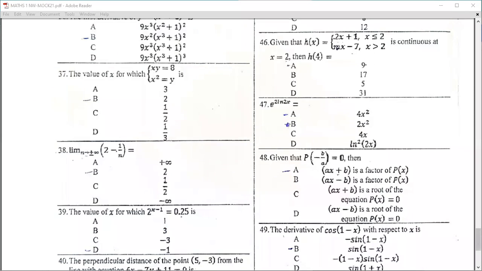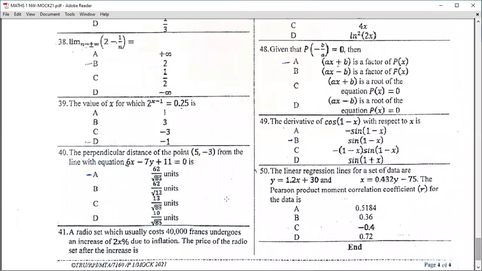Question 40. The perpendicular distance of the point from the line with equation that is. So how do we get the perpendicular distance of a point from a line? That distance d is equal to the absolute value of 6. You substitute these values of x inside, 6 into 5 minus 7 into the y value. What's the y value there? It's negative 3, right? Negative 3 plus 11.